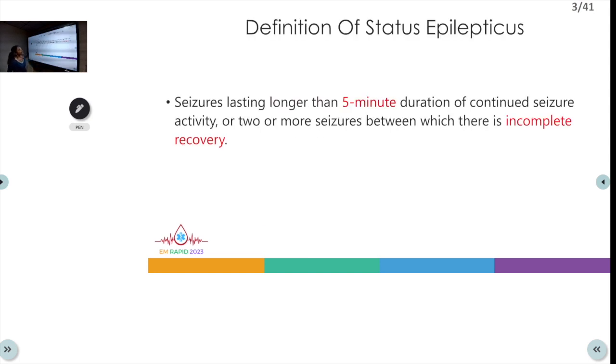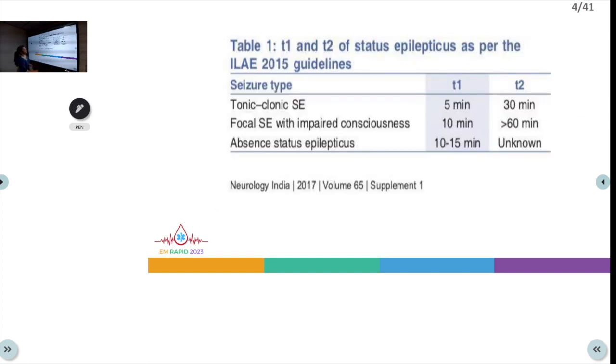Okay. So what is the definition of status epilepticus? A seizure that lasts more than 5 minutes of continuous seizure, or 2 episodes of seizure in which the patient doesn't regain consciousness, or the patient does not come to full recovery in between these 2 seizures, is known as status epilepticus. Okay. So the time period.